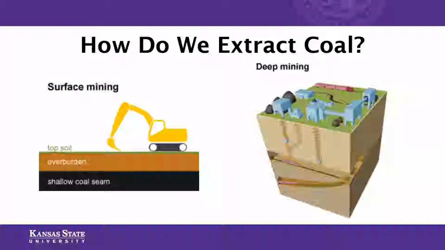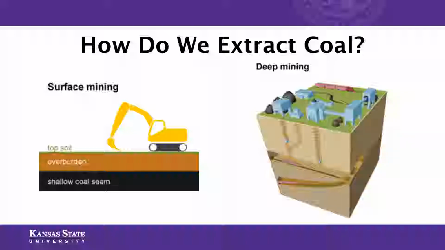Surface mining is usually used when the coal is less than 200 feet underground. In surface mining, large machines just remove all the topsoil and the layers of dirt in order to expose the coal, and then that coal is mined.